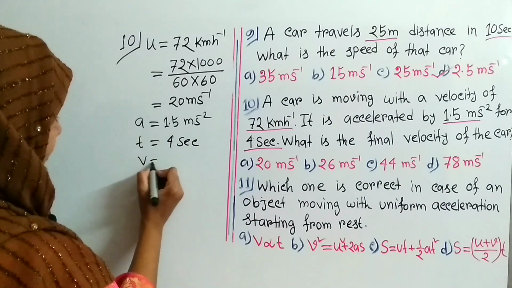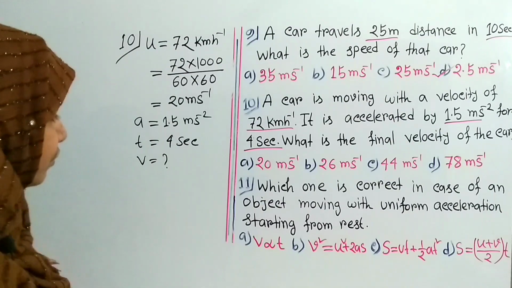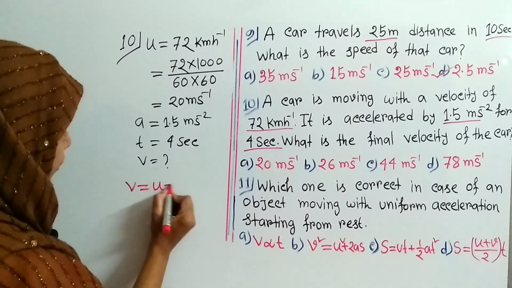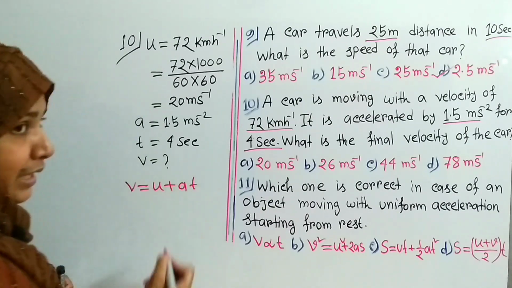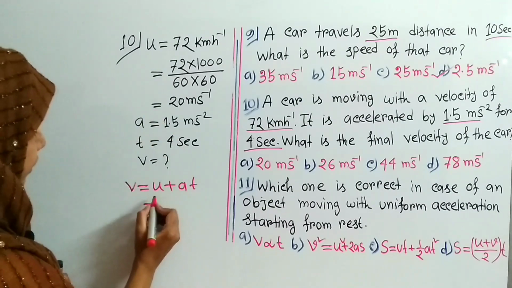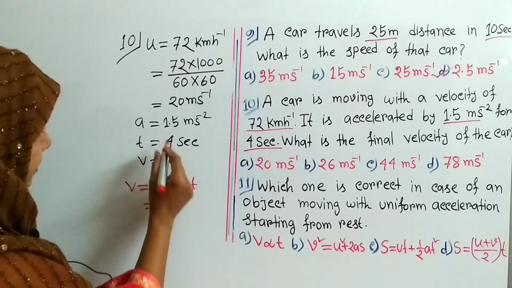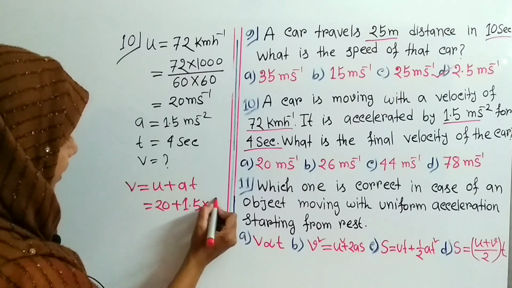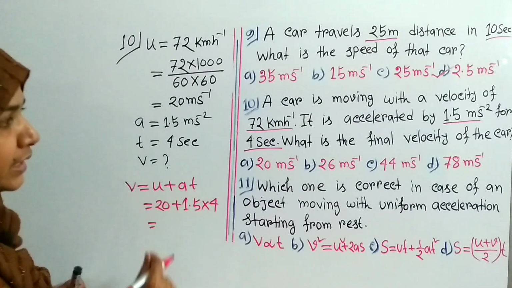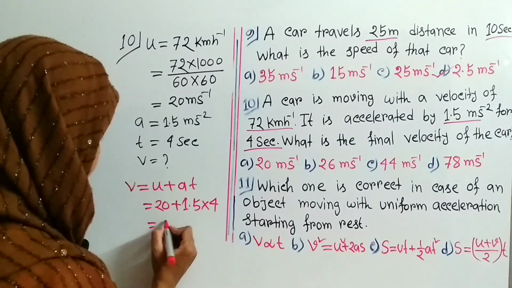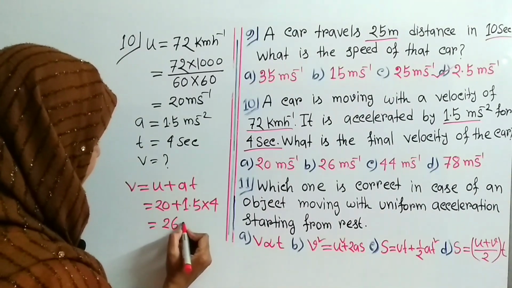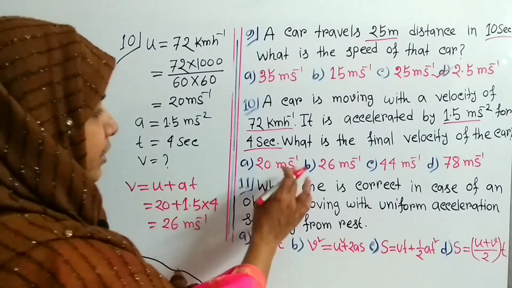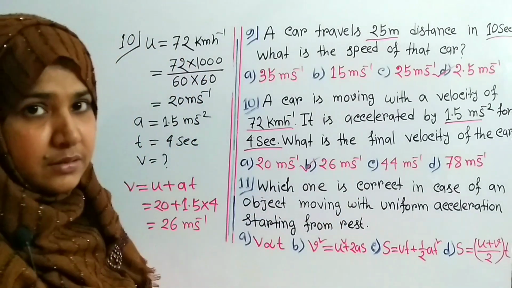And we have to calculate the final velocity, that is V is equal to what? And we know that V is equal to U plus AT. And here the value of U is 20, plus A, which is 1.5, into 4. So after calculating it, you will get the value 26 meter per second. That means option B is the correct answer.